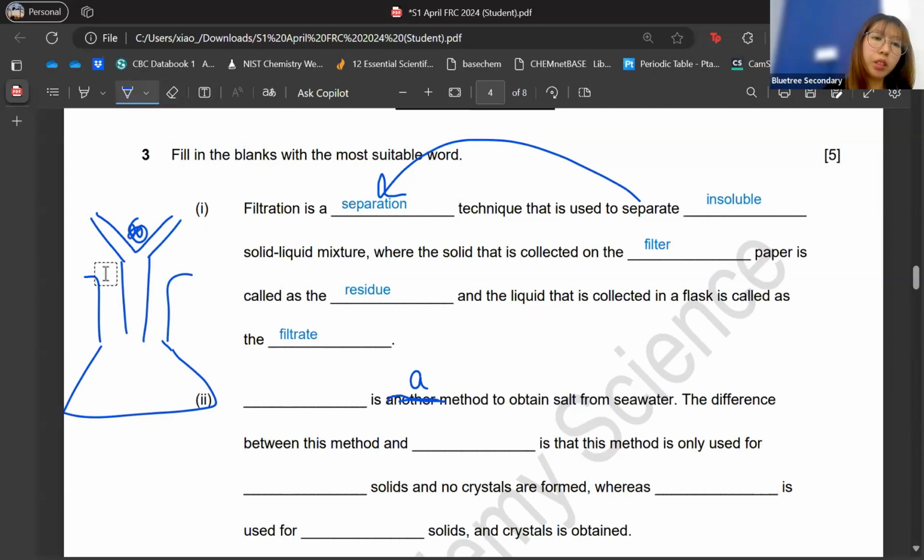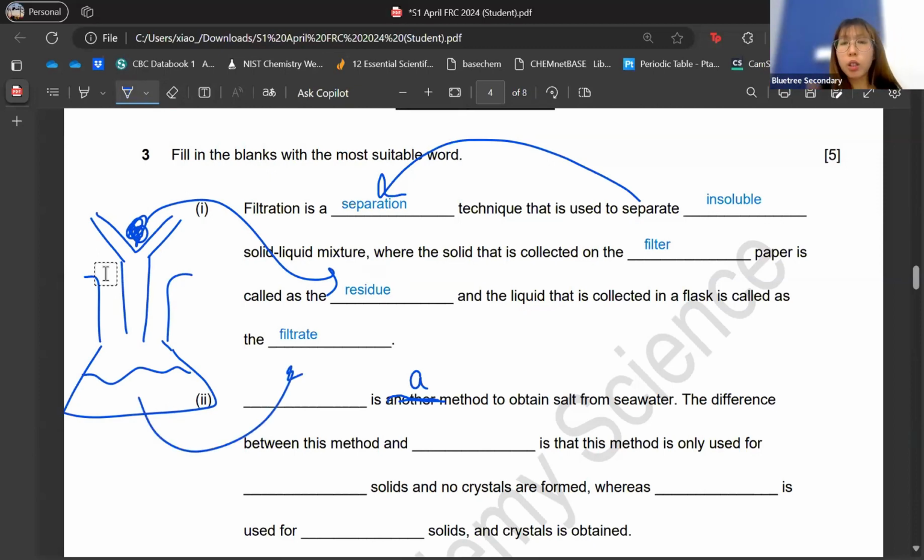Your solid will be trapped on the filter paper as what we call the residue, and all liquid will pass through and be collected in the flask. So if we use a conical flask, the liquid will be collected in the conical flask, and the name for all this liquid that we collect will be called filtrate.